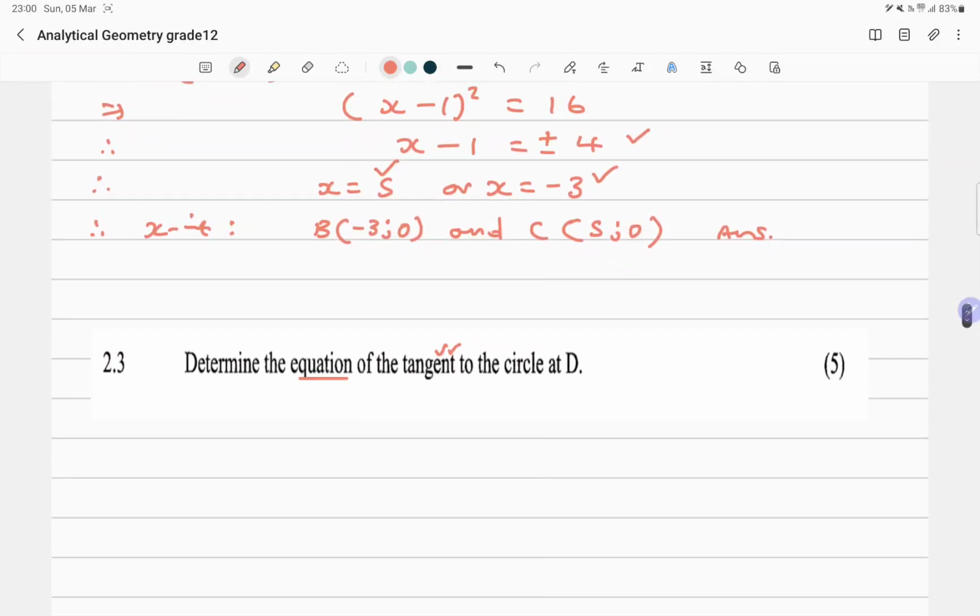So we can say safely here, we know that the gradient of the tangent multiplied by the gradient of the radius is equal to -1. How do we know this? It's because we know that the tangent is always perpendicular to the radius. Okay? So that's what we know. And then this implies that now we sort out the gradient of our radius. We saw that it's going to be AD, okay?